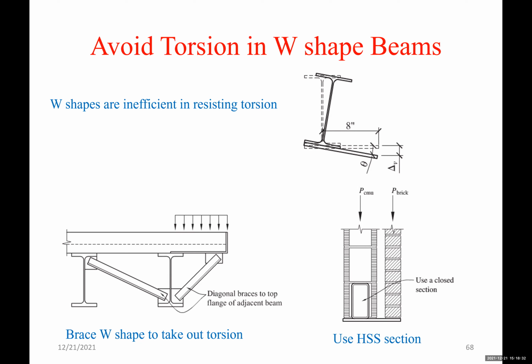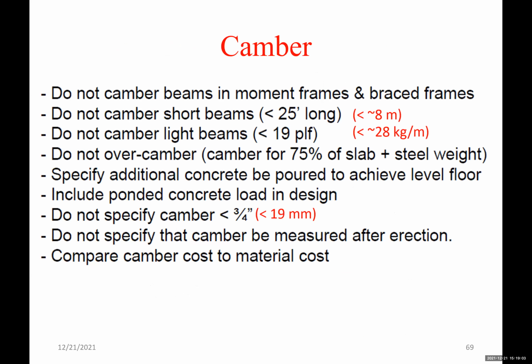So open shapes have small capacity in torsion, and would require kickers or reinforcing or stiffeners. So avoid doing that. You can use HSS members instead in those cases, wherever you have torsion, and closed shapes such as HSS shapes have a big capacity for torsion.